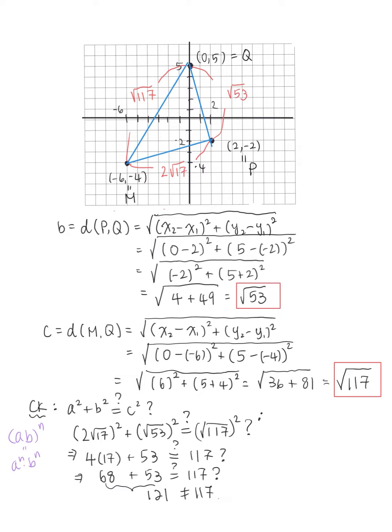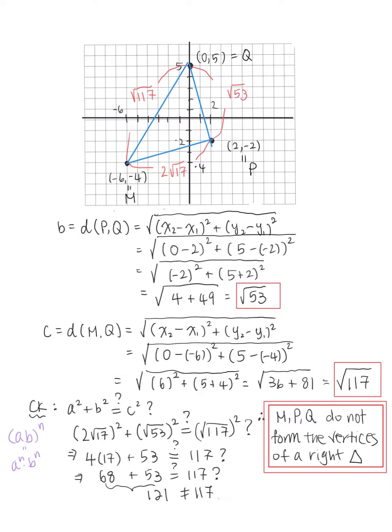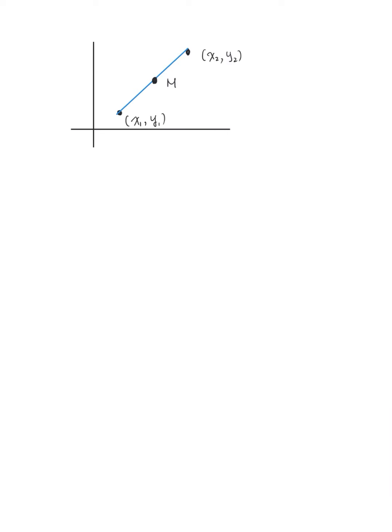Okay, so we're going to write it as, therefore, the vertices M, P, and Q do not form the vertices of a right triangle. I'm just going to write triangle like that. And here's our answer. Okay, our next topic is learning about the midpoint formula.